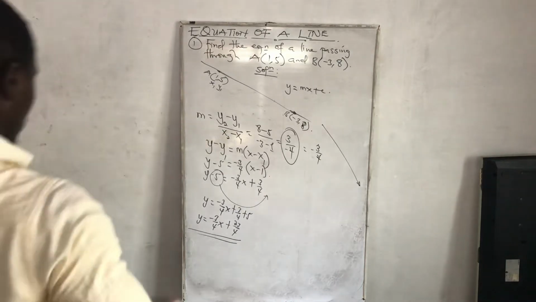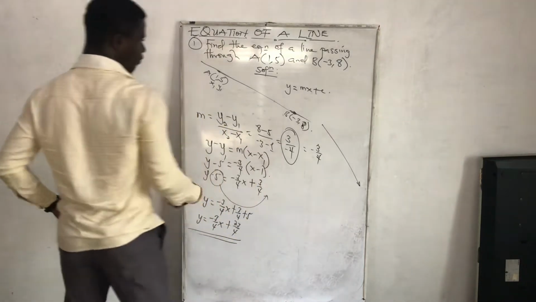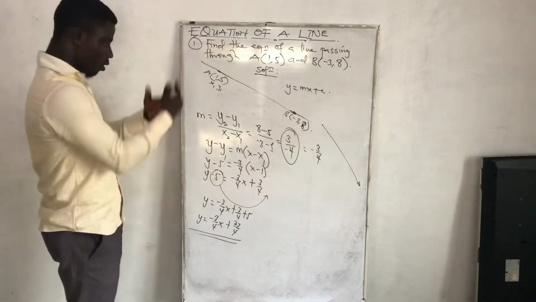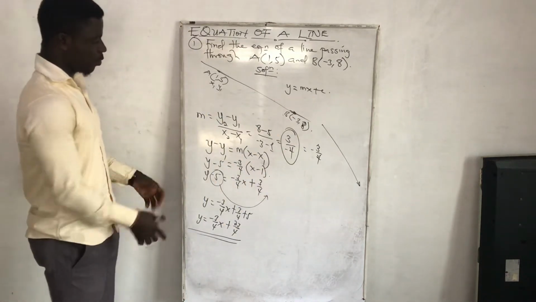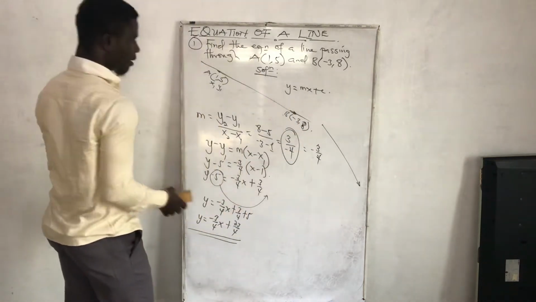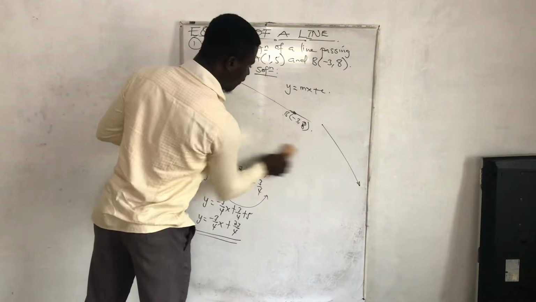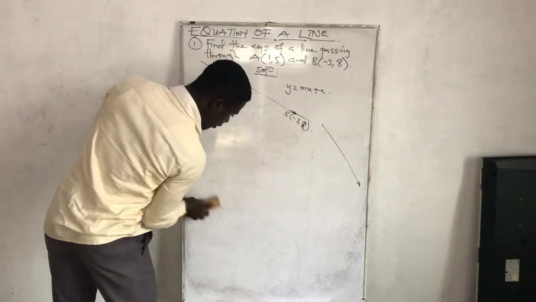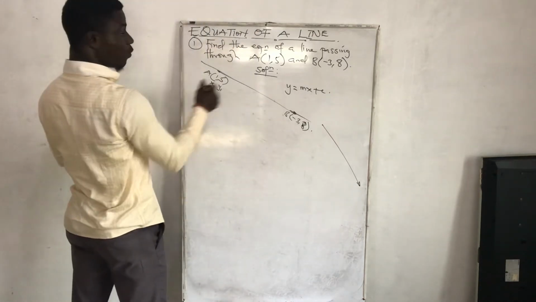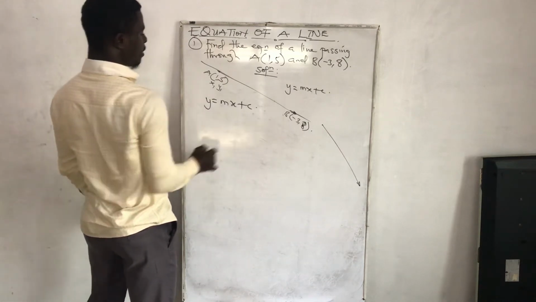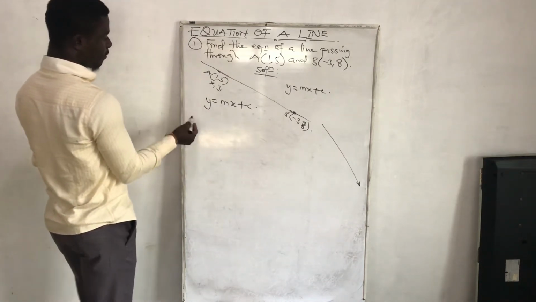Alright, now we can also use another formula. We can use y equals mx plus c to find the equation of the line. Let's try that and see. We know our gradient, which is -3 on 4. So we can use y equals mx plus c.